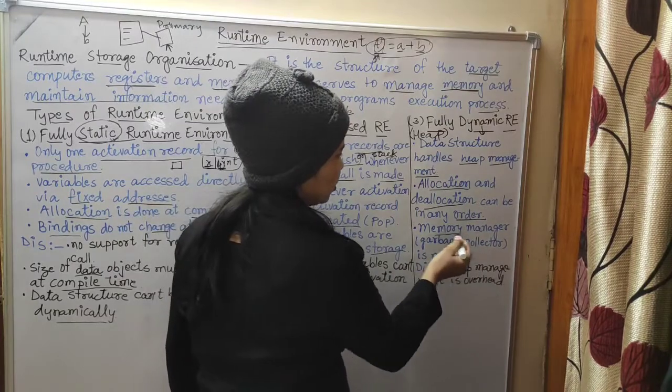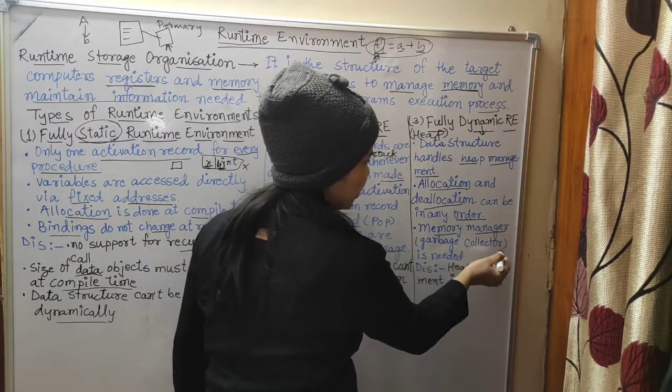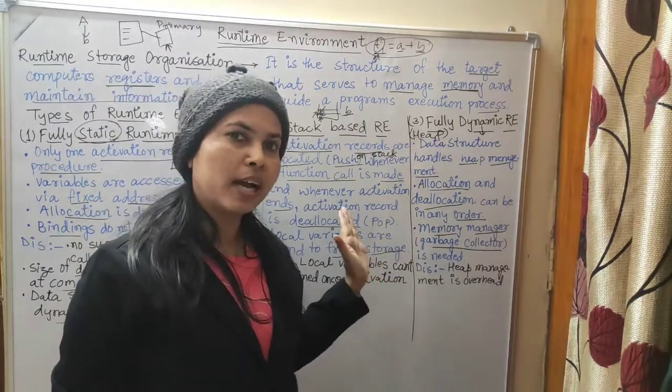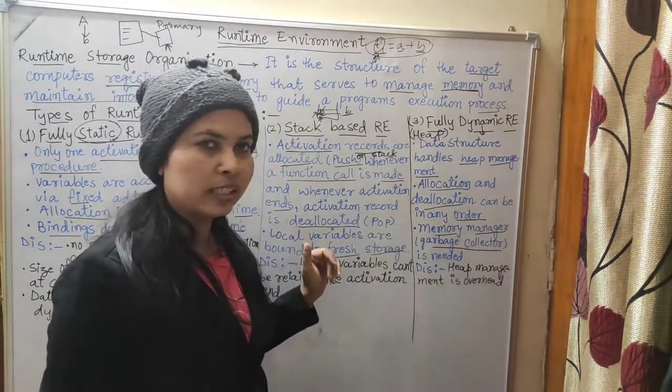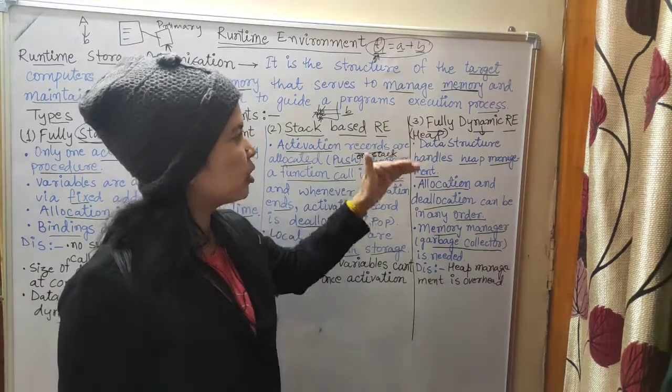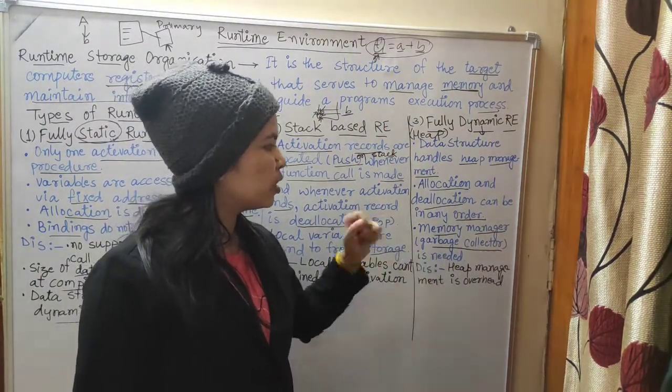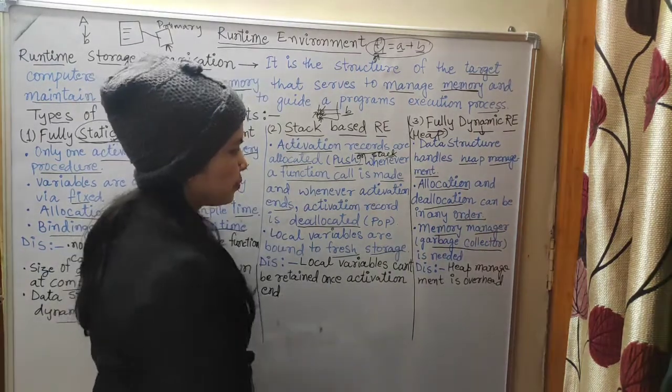Memory manager, another name is garbage collector, is needed. In dynamic allocation, we need the memory manager. Another name for it is garbage collector.